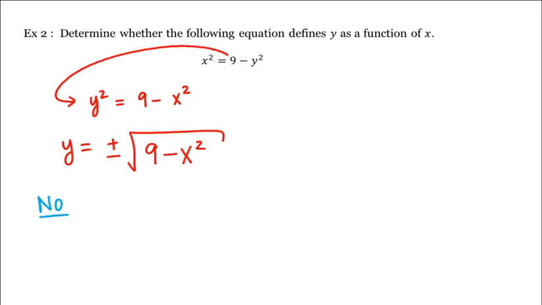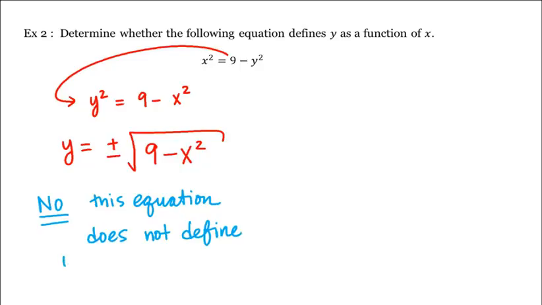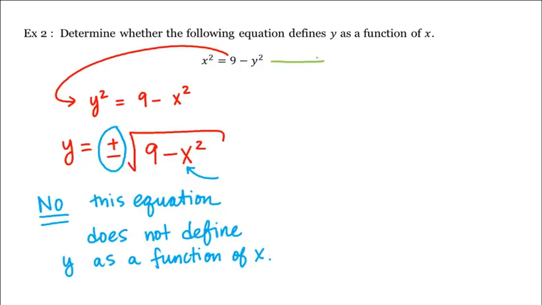So no, this equation does not define y as a function of x, because for whatever allowed value of x we put in here, we have two outputs, the positive as well as the negative. And what does the graph of this look like?